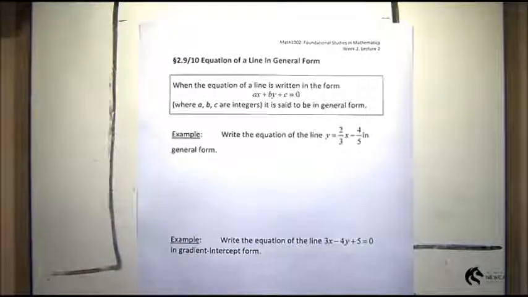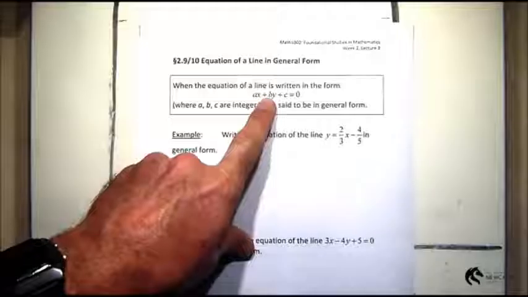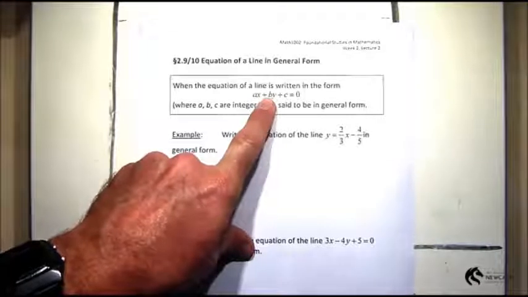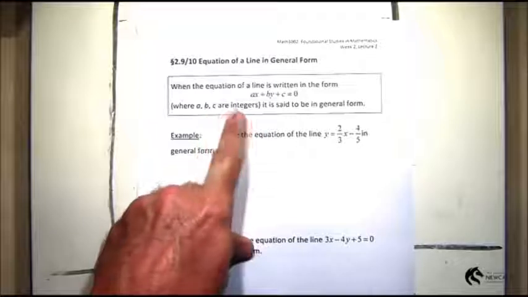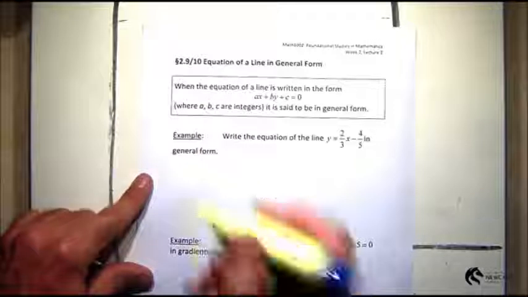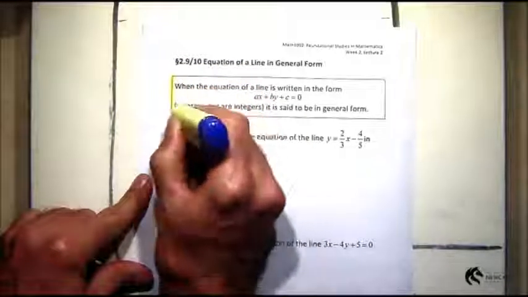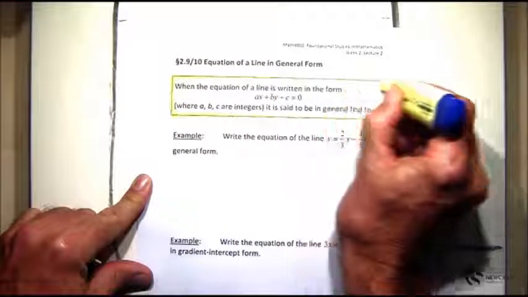So if I write the line, instead of writing it as y is equal to mx plus k or mx plus b, if I write it as ax plus by plus c equal to 0, where a, b and c are whole numbers, that's called the general form of the equation. What good is the general form? Not much.